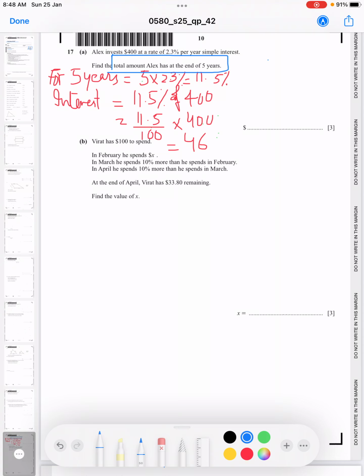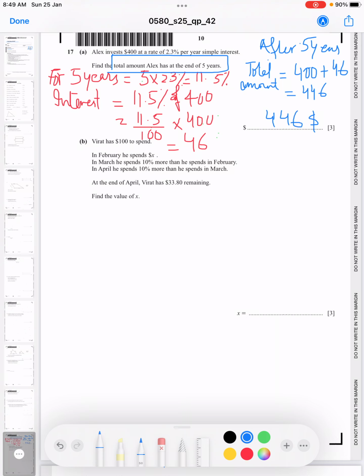So after 5 years, the total amount equals 400, the starting amount, plus the interest, that is 46. So we get the answer 446. So 446 is the answer for this part.